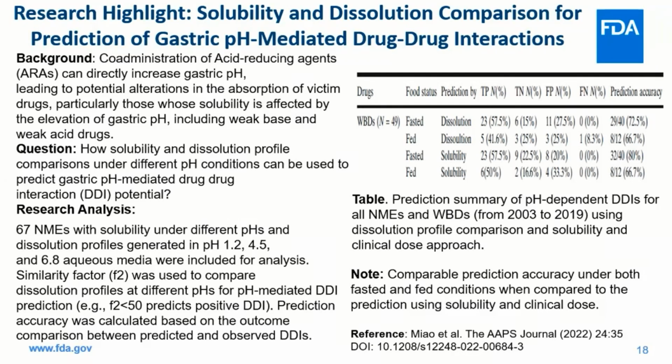Prediction accuracy was calculated based on the outcome comparison between predicted and observed DDIs. As shown in the table, the prediction accuracies using dissolution profiles under both fasted and fed conditions were comparable to the prediction using solubility and clinical dose, with 72.5% prediction accuracy versus 80% accuracy under the fasted condition. And they have similar prediction accuracy under the fed condition, at 66.7%.